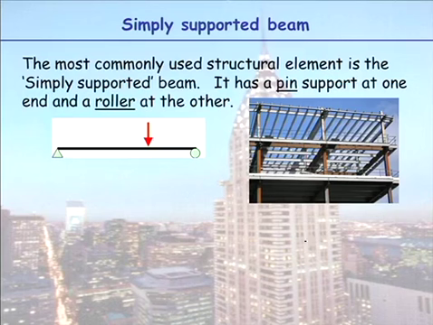So, again, in reality, you can't look at a support and go, that's definitely a pin, that's definitely a roller. We're idealising this. The most commonly used structural element is a simply supported beam. You'll see in the examples you do next week a lot of simply supported beams. One end is drawn as a triangle and one end is a circle, so we have a pin and a roller support. So we idealise it mathematically as a pin and a roller support.